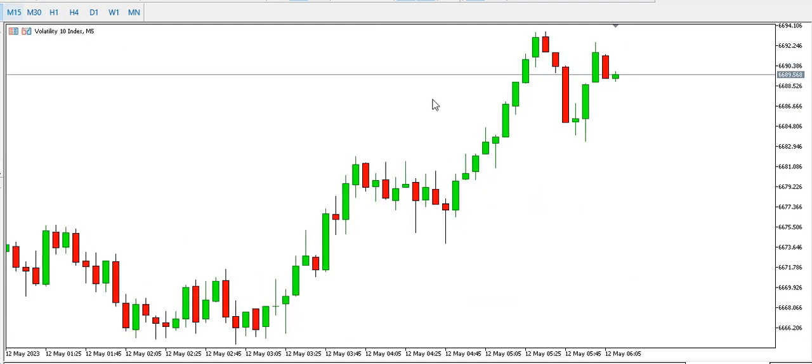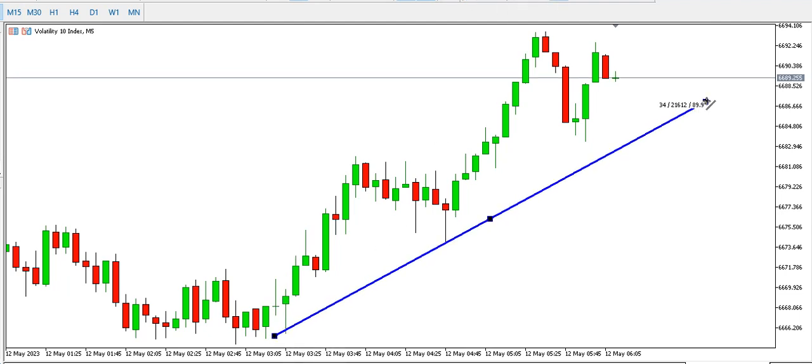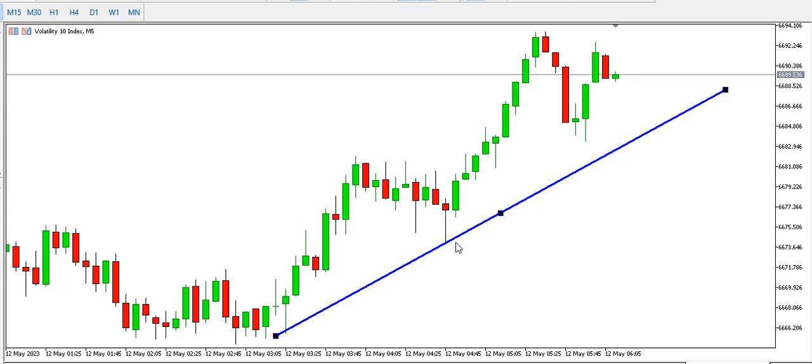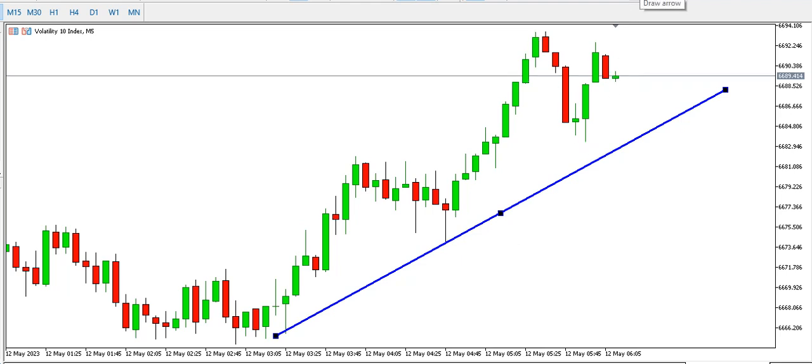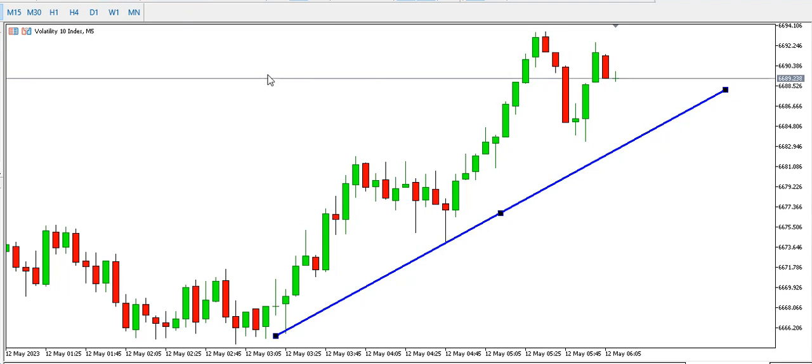For V10 on the 5 minutes time frame, we can see price is establishing higher lows. Look at this low. Look at this low. This low is higher than this low. This low is higher than this low. So look at higher high, higher low, higher high, higher low. We might see a higher high, but don't be deceived. This volatility index, instead of having a higher high, might have a double top. Price might test this trend line before going up. So look for buying opportunities.